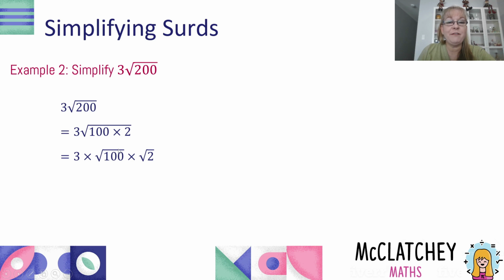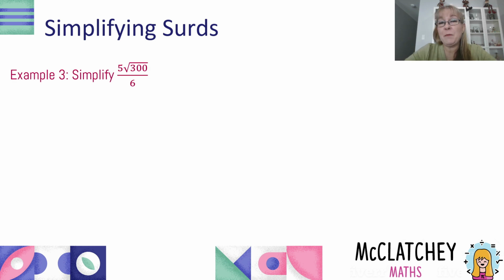And now I can simplify this part here. The square root of 100 is 10. So now I've got 3 times 10 times root 2. And now we're actually going to evaluate the 3 times 10. We know 3 times 10 is 30 times root 2, and we don't need to write that times anymore. We can just write 30 joined onto the surd of root 2.